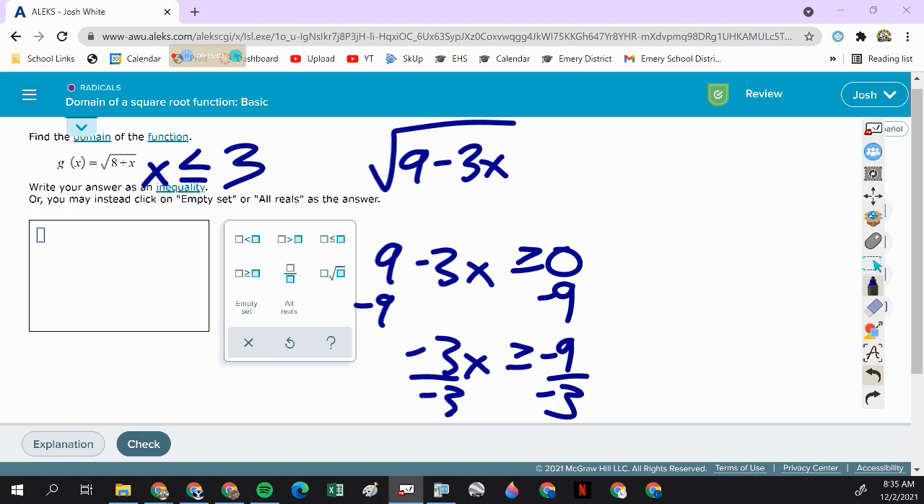Why did I flip the inequality? I divided by a negative. Okay. Why do you flip the inequality when you divide by a negative? Does anybody have any idea why? Yes, you were told to. I will teach you why that's the case.